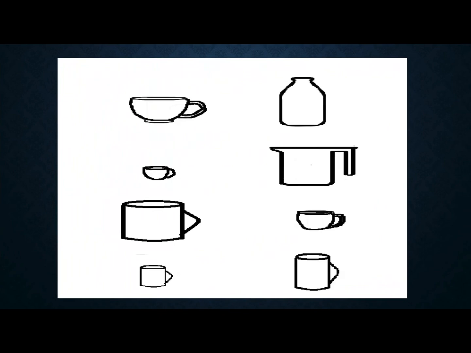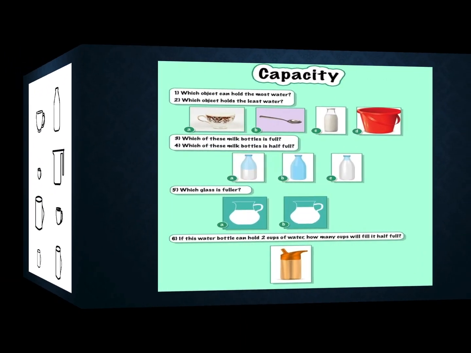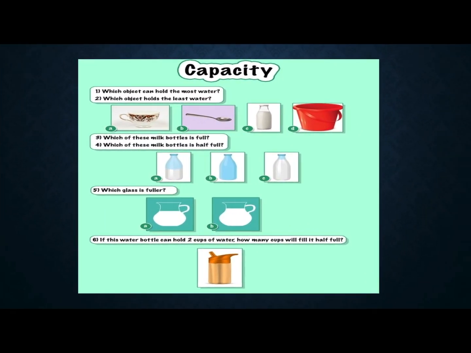Now these are pictures of objects which can hold liquid things inside them. So this is the capacity of a cup. What is the capacity of a jug? What is the capacity of a jar? So these are the different pictures by which you can estimate how much water can be kept inside that jar, how much tea you can keep inside that tea cup.